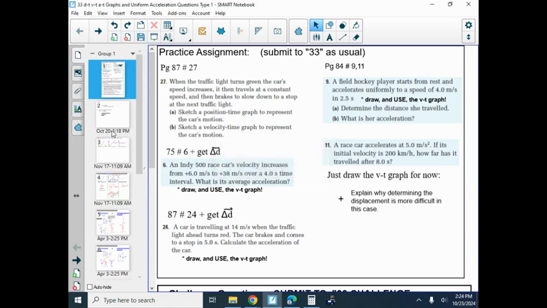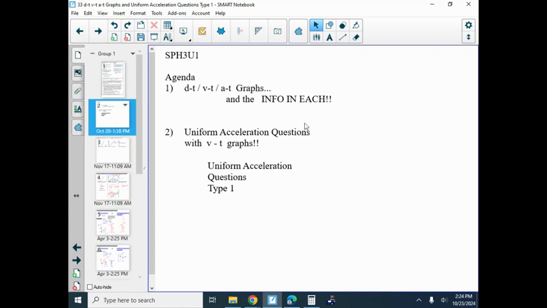So that's your first kick at the can at uniform acceleration questions. And I'm not even showing you the uniform acceleration equations yet, so please don't look them up. Please don't start trying to use them yet. I'm going to help you with it as we go.